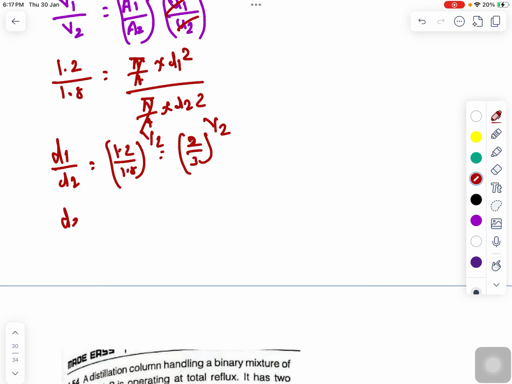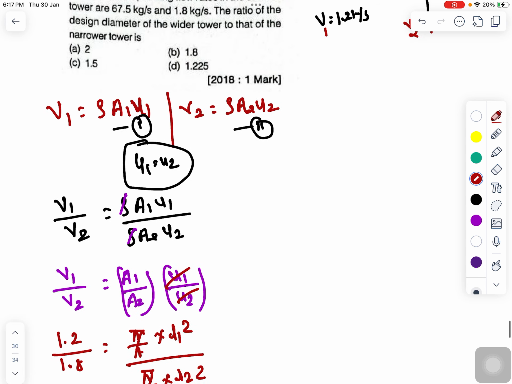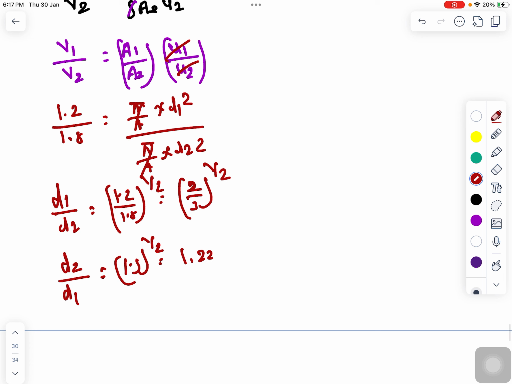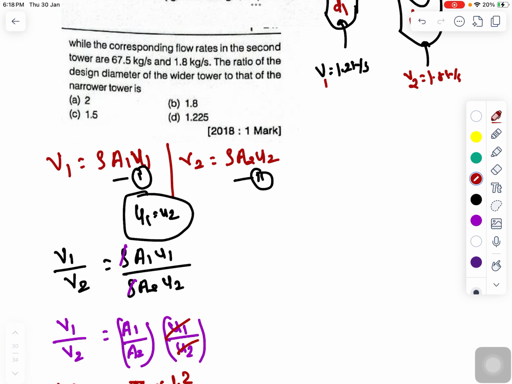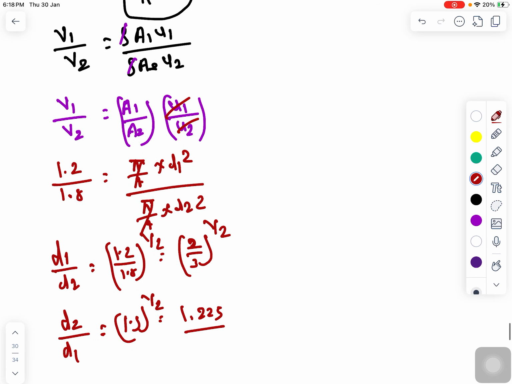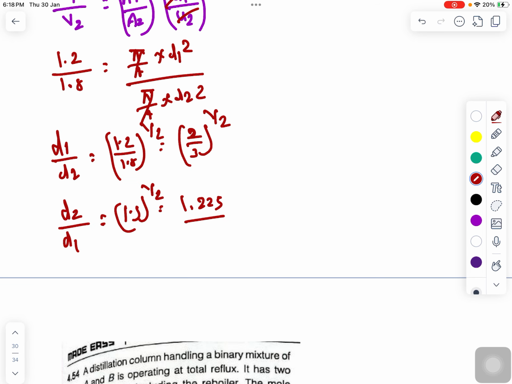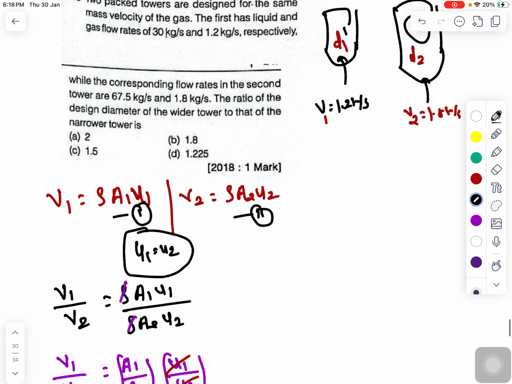So you are supposed to calculate d2 divided by d1, that is equal to 1.5 whole to the power 1 by 2, that is equal to 1.225, something like that. You are supposed to calculate the ratio of the diameter of the wider column to the top. Obviously if d2 is greater than d1, then this value will be greater than 1, and ultimately you will get this answer, 1.225. Is that clear?